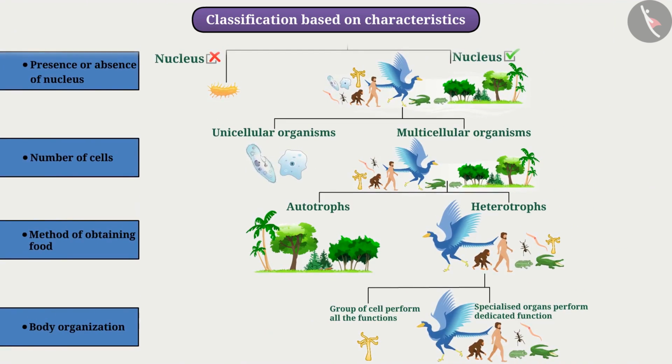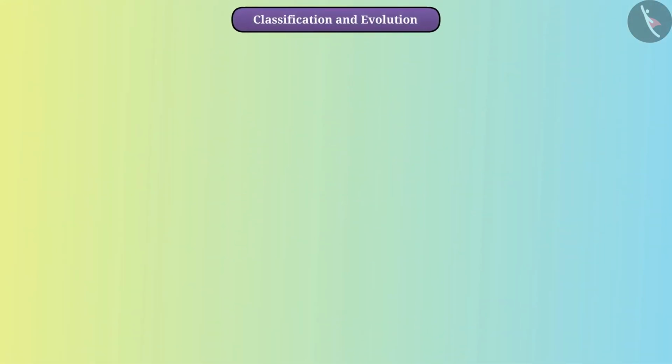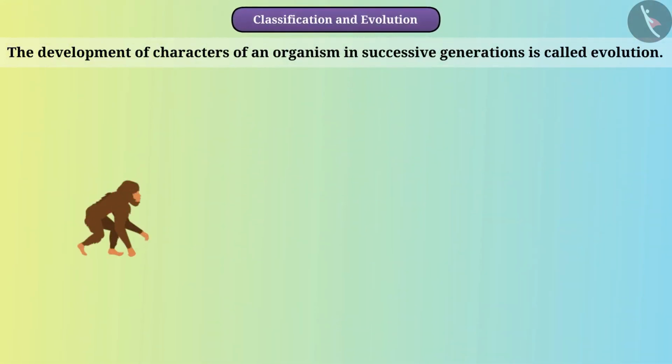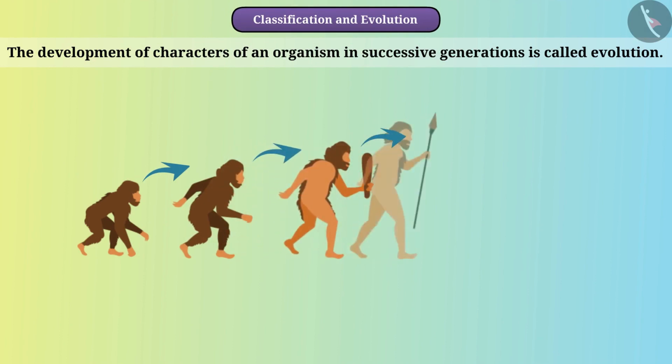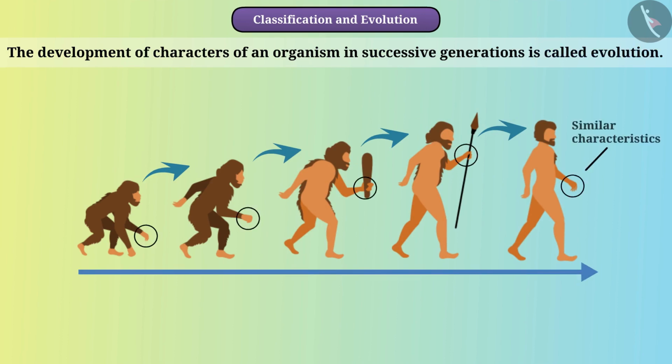Now, let's understand another important aspect of classification. Classification and evolution. The development of characters of an organism in successive generations is called evolution. A hierarchy built on the basis of similar characteristics gives an idea of how an organism must have evolved.